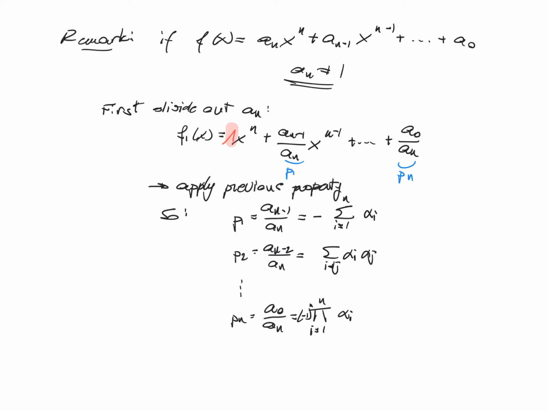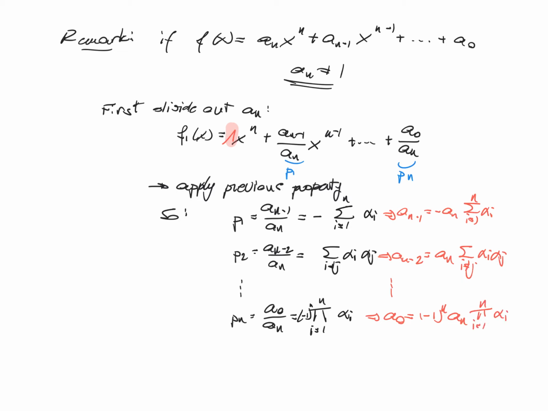And of course this one has to be multiplied by minus 1 to the power n to get the correct sign. So this then means that an minus 1 is minus an times the sum of all the roots. An minus 2 is an times the sum of the product of two roots, and so on, until a0 is minus 1 to the power n times an times the product of all the roots.